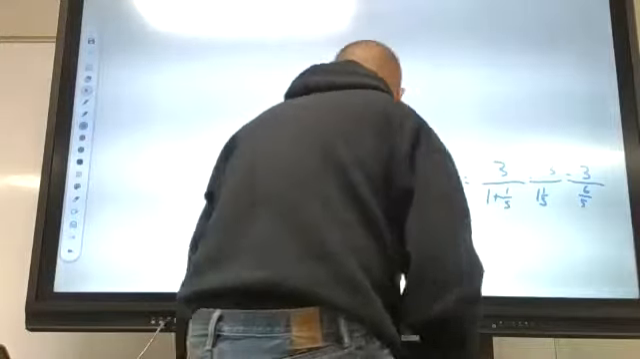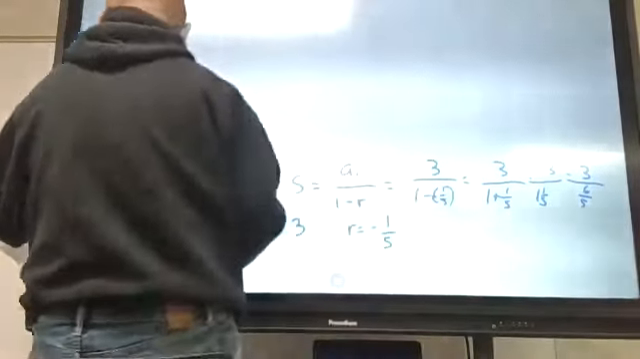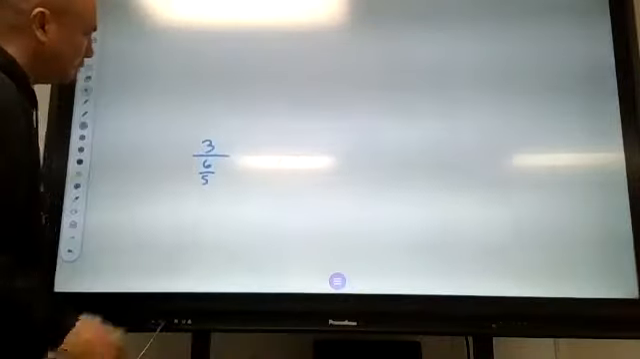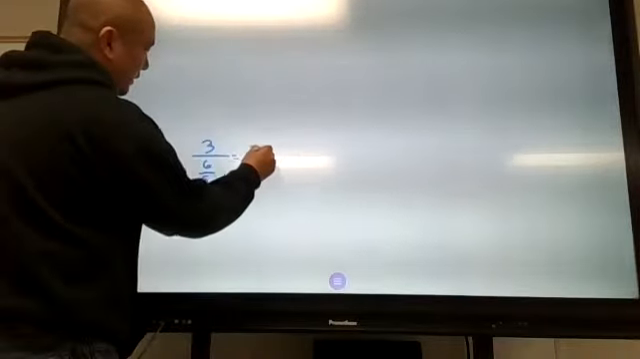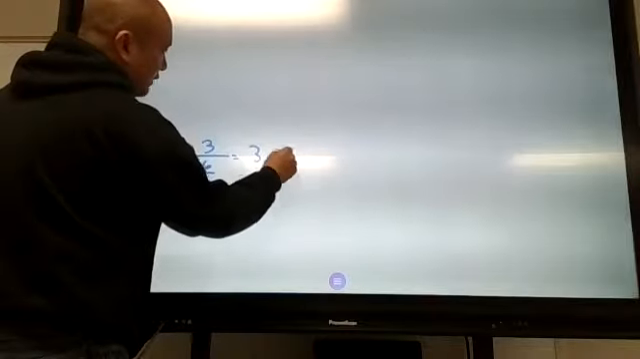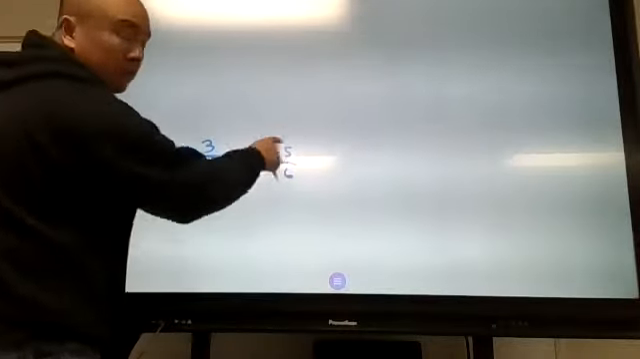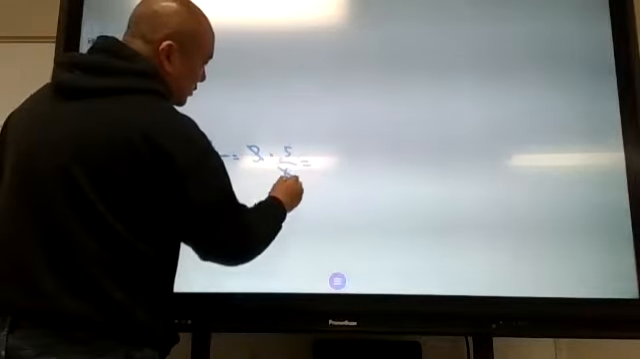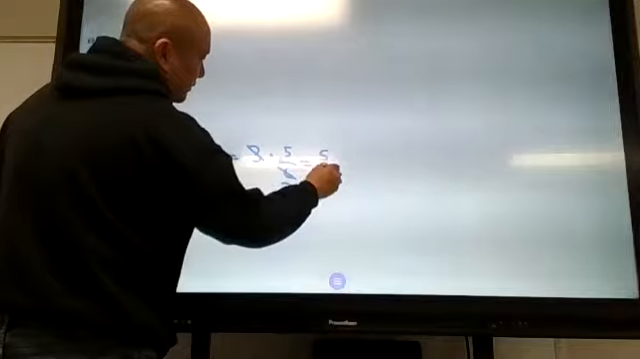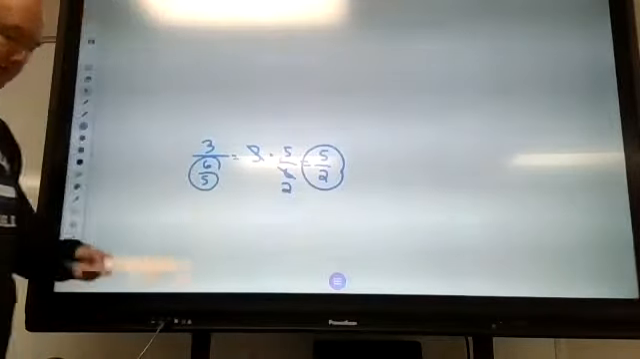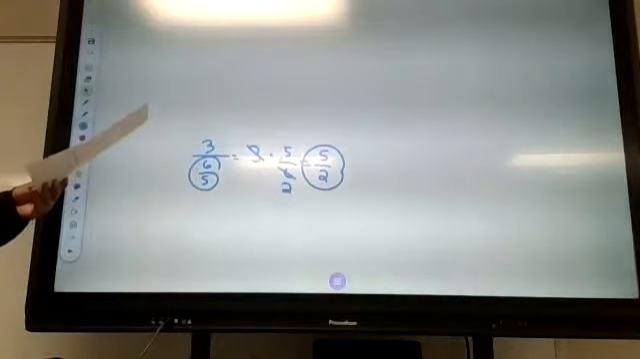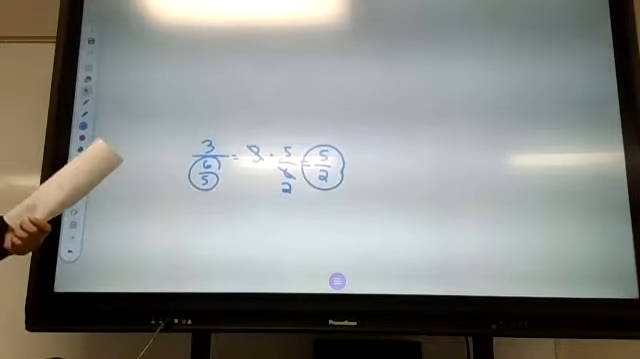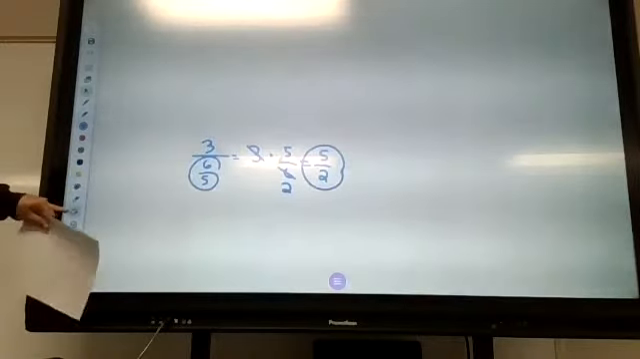So when you do 3 over 6/5, this equals 3 times 5 over 6, because remember, when you're dividing by a fraction, you multiply by its reciprocal. You can cancel this out right here. So this is 2, so the answer is 5 over 2. Okay? Let's do number 16.